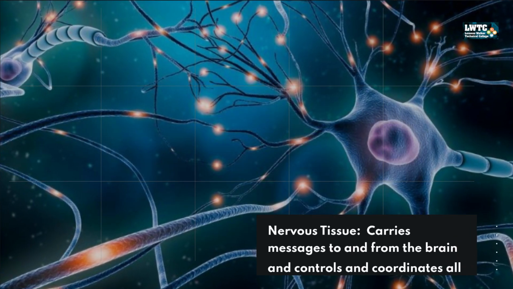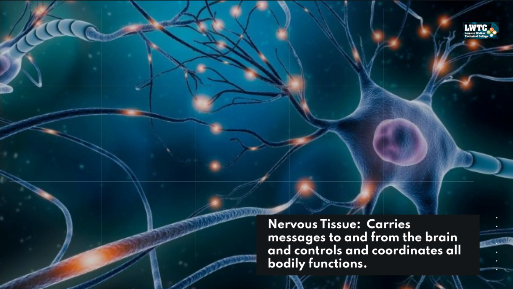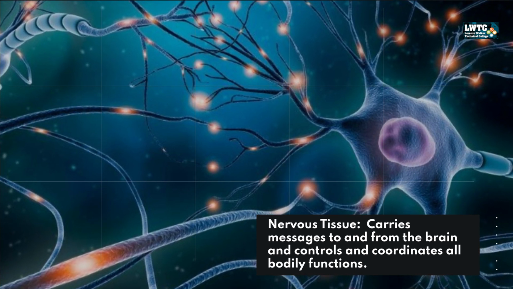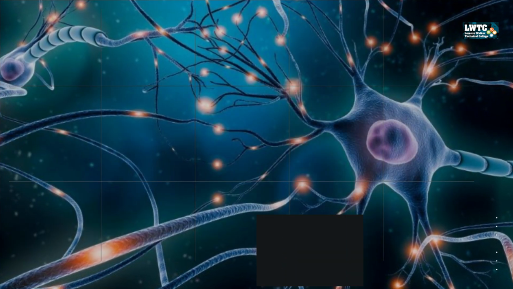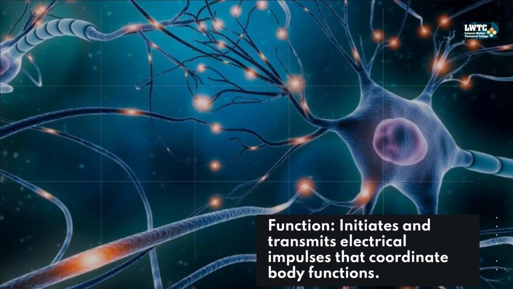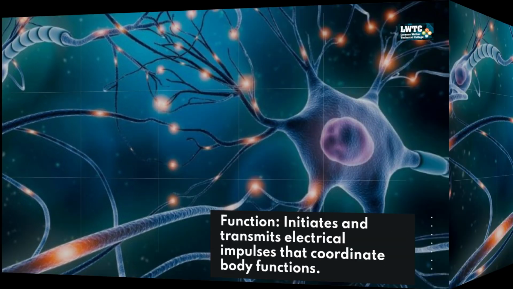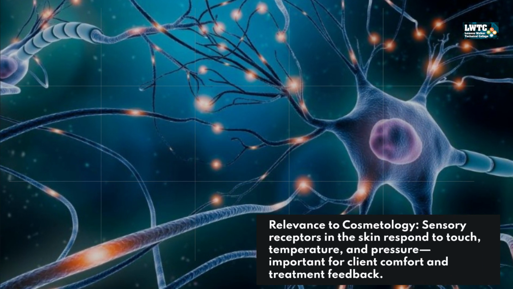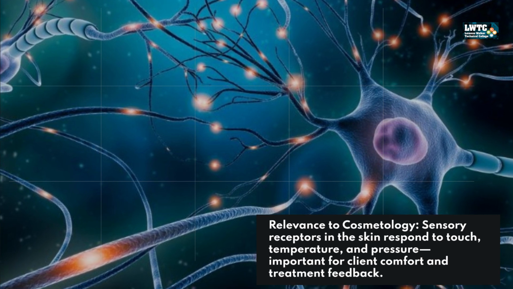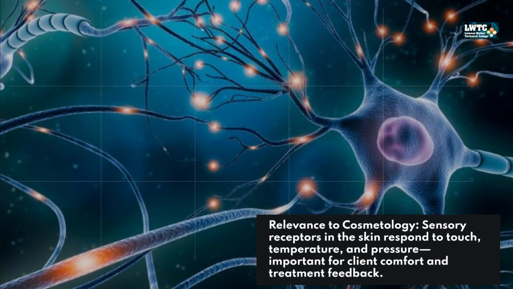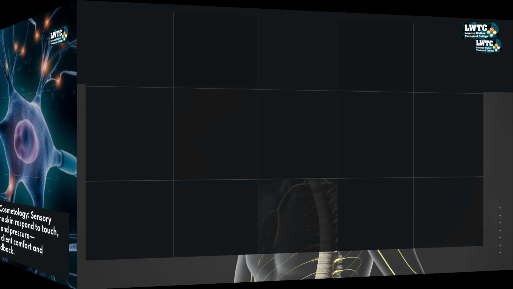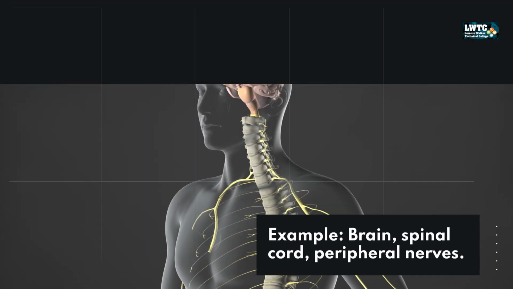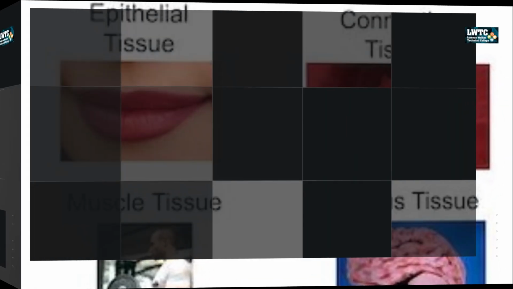Nervous tissue. Carries messages to and from the brain and controls and coordinates all bodily functions. Function: initiates and transmits electrical impulses that coordinate body functions. Relevance to cosmetology. Sensory receptors in the skin respond to touch, temperature, and pressure. Important for client comfort and treatment feedback. Example: brain, spinal cord, peripheral nerves.